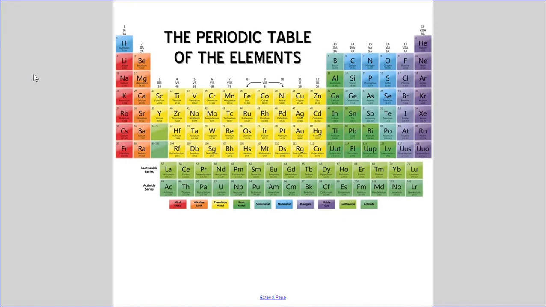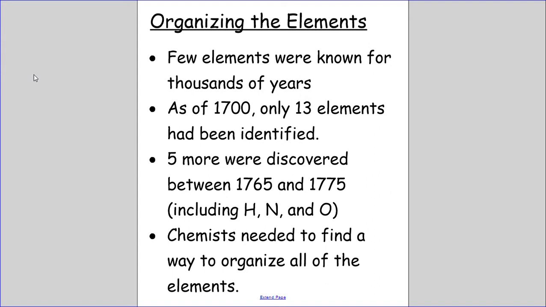So I'm going to get started and go through our first set of notes for the periodic table. We're going to start by talking about organizing the elements. As more and more things get discovered throughout the history of the elements, we're able to add a lot more. Few elements were known for thousands of years, and because of that, as of 1700, we only had 13 elements identified so far.